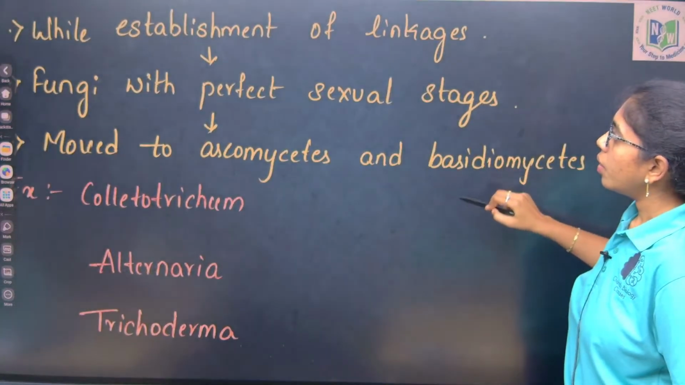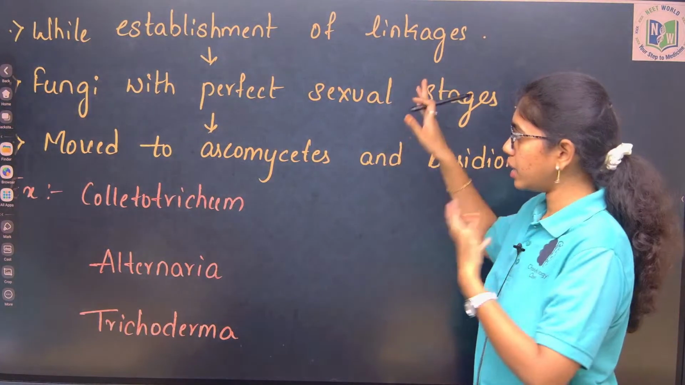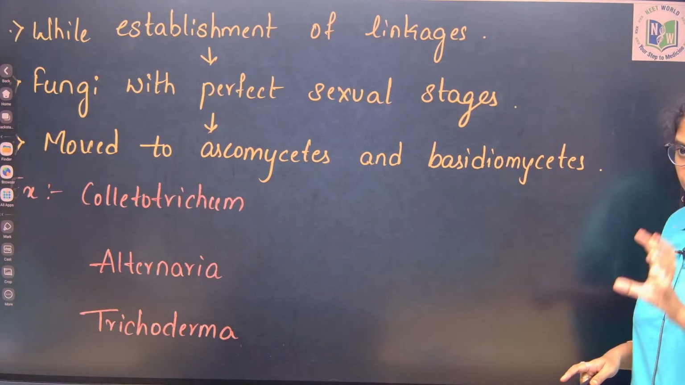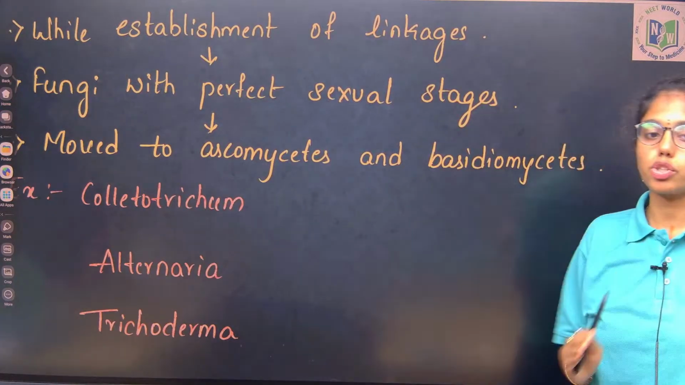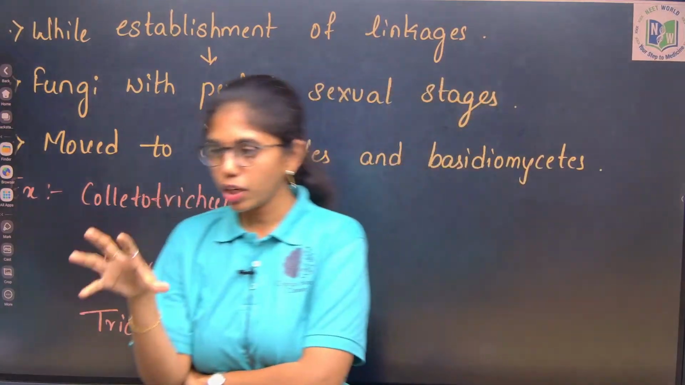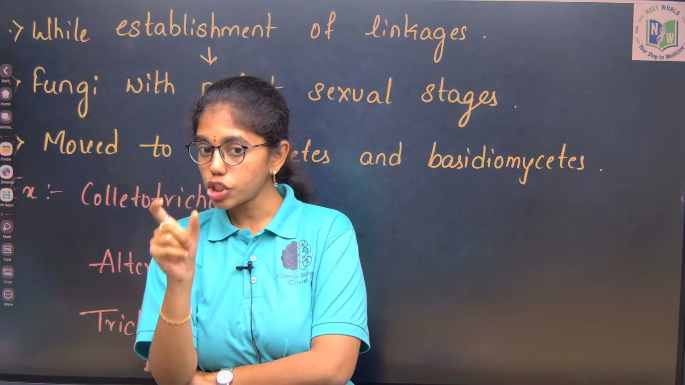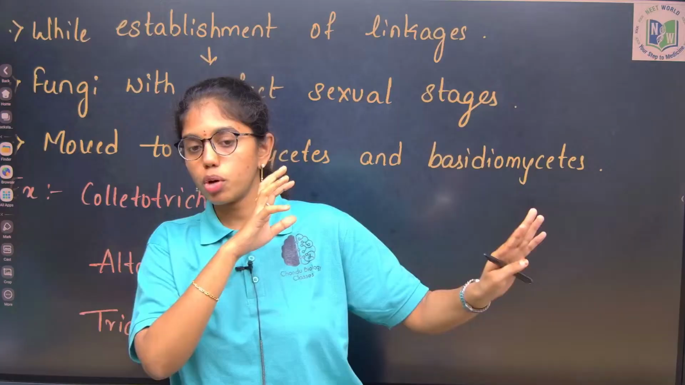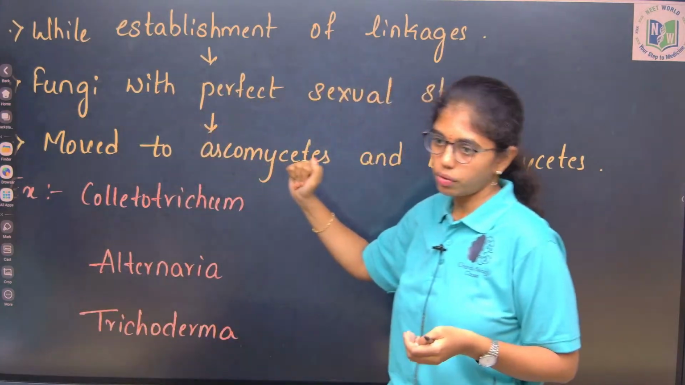Here you see, while establishment, there is one paragraph in your NCERT, here is the detailed explanation of that. While establishment of linkages in between fungal classes, fungi with perfect sexual stages were moved on again to ascomycetes and basidiomycetes, which means those fungi which are kept in deuteromycetes, again when they are cross checked, when the sexual stages are observed in those fungi, they are again moved back to what? Ascomycetes and basidiomycetes. That's it. You can expect some statement based questions from this area.